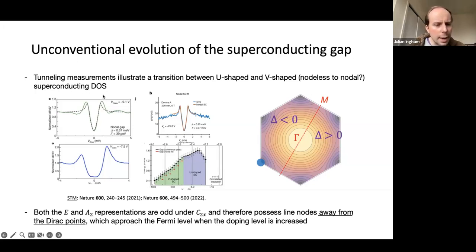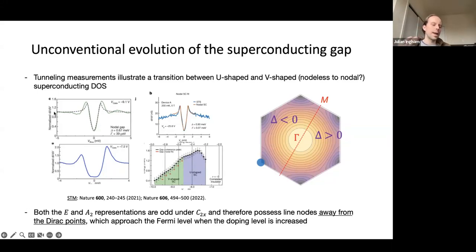So what we have on the bottom right here is increased doping away from nu equals 2 as we go from right to left. And so just as we enter the superconducting phase, we get a tunneling profile which has this U-shaped form. And as we increase further, we get this V-shaped form here, which tends to indicate that we start off with nodeless superconductivity. And as we dope further, we get something that kind of looks like nodal superconductivity. So the two superconducting states that are predicted to accompany TIVC and overtake it are these E and A2 superconductors.